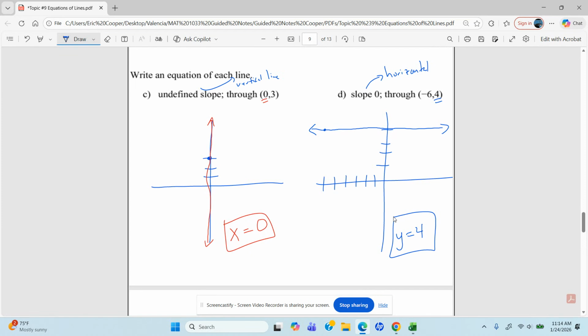So again, if it's undefined, that's just another way of saying it's a vertical line. And if it's a vertical line, it only goes through the x value. If the slope is 0, that's just another way of saying it's a horizontal line. And for a horizontal line, it goes through the y values. Horizontal and vertical lines are the only way that it doesn't end up in slope-intercept form with our y equals mx plus b. Vertical and undefined will end up as x by itself, and horizontal and slope of 0 will end up as y by itself.